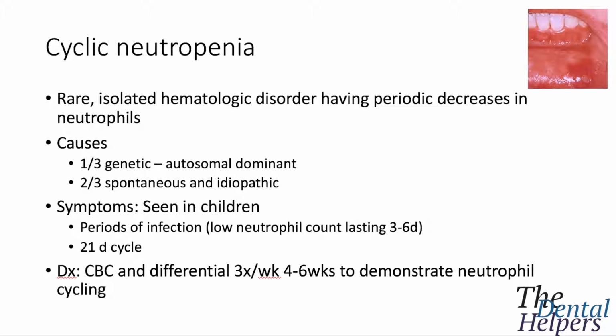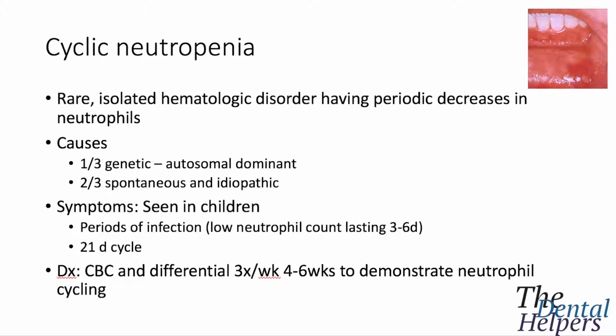Cyclic neutropenia. It's rare. It's an isolated hematological disorder having periodic decreases in neutrophils. Causes: a third are genetic, which is autosomal dominant. Two-thirds are spontaneous and idiopathic. Symptoms, they're mainly seen in kids. It's periods of infection. Basically, you have low neutrophils, so the kid's going to get sick. It's a 21-day cycle.